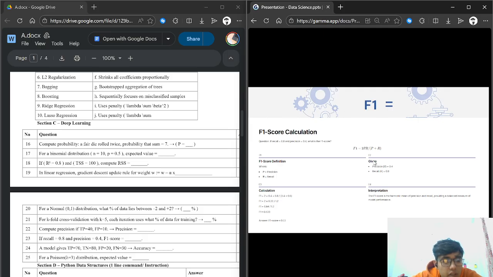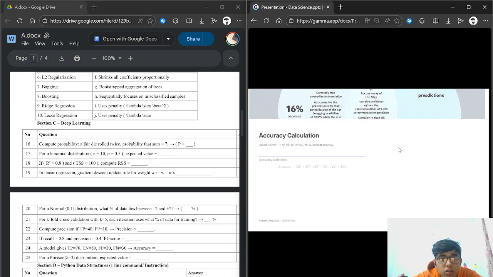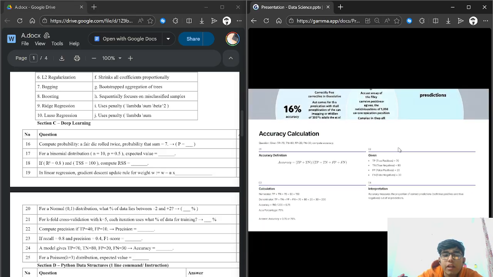The next question is, a model gives true positive equal to 70 and true negative equal to 80, false positive equal to 20, and false negative equal to 30. So there are 70 instances of a true positive outcome, there are 80 instances of a true negative outcome, there are 20 instances of false positive outcome. This is type 1 error, and false negative instances are 30. So we need to calculate the accuracy.